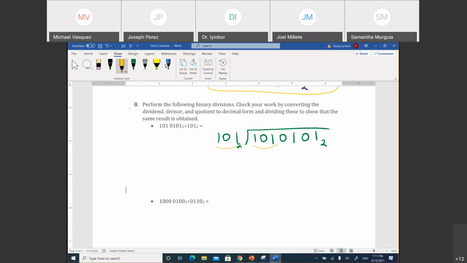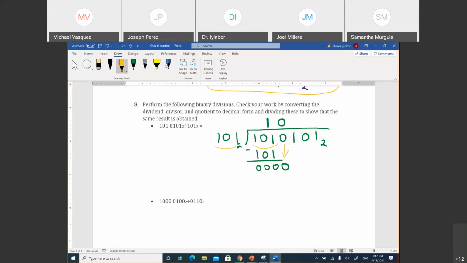So how many times 101 goes in 101? Obviously 1 time, right? So I'm going to put 1 time here. And I'm multiplying. 1 times 101 is the same, 101. And then when I subtract, I'm going to get 0, 0, 0. Then after that, I'm going to bring the next digit down, which is a 0. Now, how many times this number goes in 0? 0 times. I'm going to put the 0.